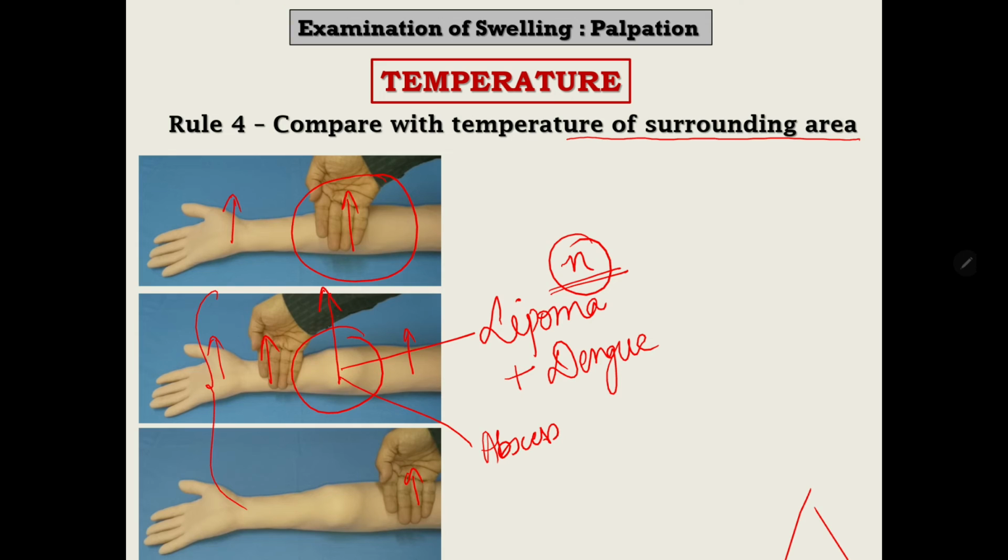So what I mean to say is that whether temperature is normal or increased or decreased, that cannot be commented unless you assess the temperature of surrounding area. So this is the most important rule. Do not come to any conclusion without comparing with the temperature of surrounding area. We already saw this feature in inspection when we were talking about the color and skin over the swelling. The same rule holds true here also.